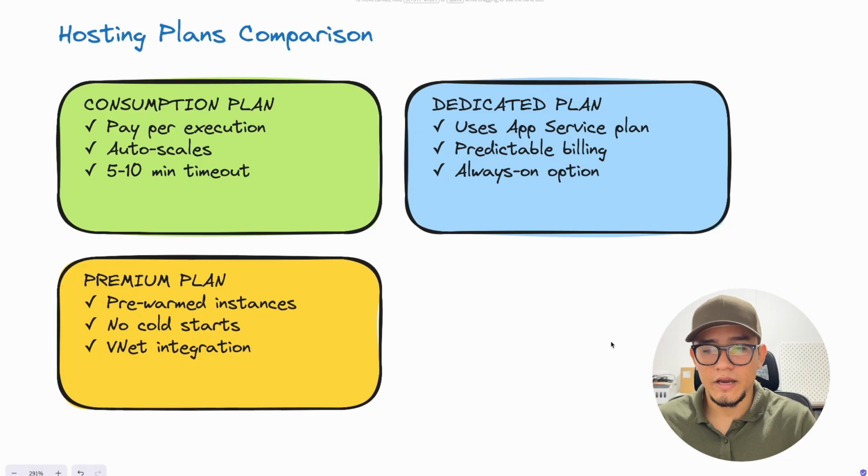And finally, we have the premium plan, which has pre-warmed instances, because remember the function has something called cold starts. So if a function is not executed in 2 to 5 minutes, it goes to sleep, and then when it wakes up, it will take 1 to 2 seconds to execute. For that, the premium plan has pre-warmed instances which don't have that cold start. And also the premium plan has VNet integration.